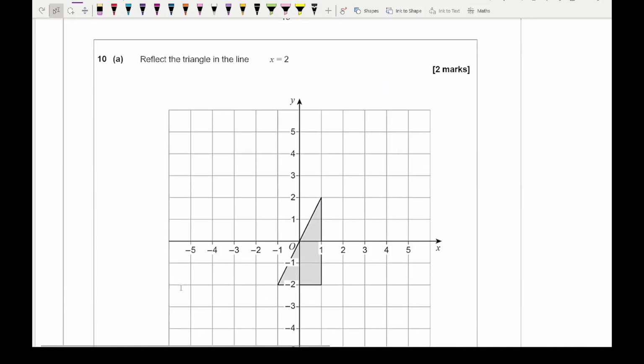Moving on to question 10, it says reflect the triangle in the line of x equals 2. So first of all, what we need to do first is mark where x equals 2 is, which is this line here. Because again, x equals 2 means a straight line that only crosses the x-axis at 2. So this is x equals 2.